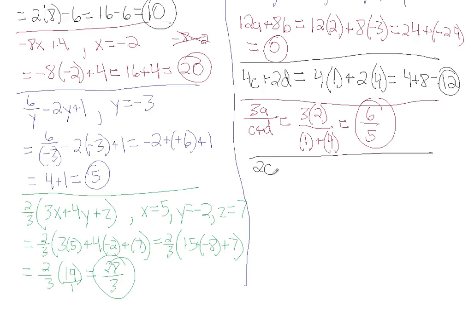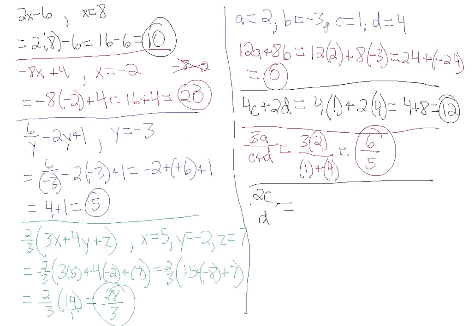Let's say we have 2c divided by d. Okay, so we have 2 variables here, but we know the value of these variables. So let's go ahead and plug them in. We have 2 times c, which is 1, divided by d, which is 4. And still writing our value in parentheses down here, just to get in the habit of it. 2 times 1 is 2, divided by 4.